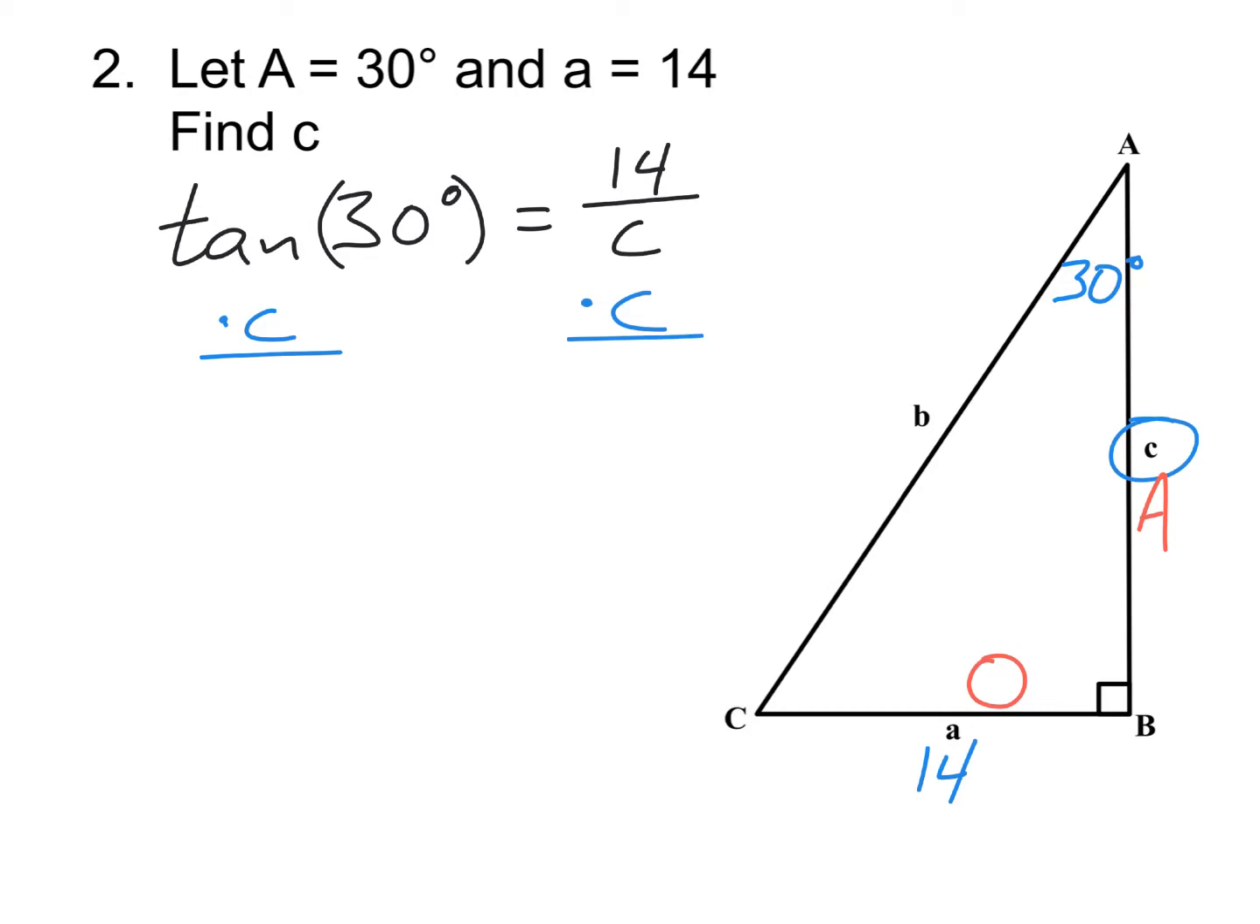All right, so that gives us C times the tangent of 30 equals 14. All right, now in the last problem, I could go ahead and do my calculation at this point, but I can't in this one. I still need to do one more step to figure out what C is. Well, right now it's C times tangent of 30, and remember tangent of 30 is just some decimal that we haven't calculated yet. So if I have C times a number, and I want to get C by itself, I divide both sides by that number. So I'm going to divide both sides by tangent of 30.